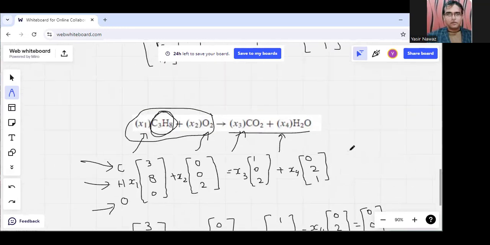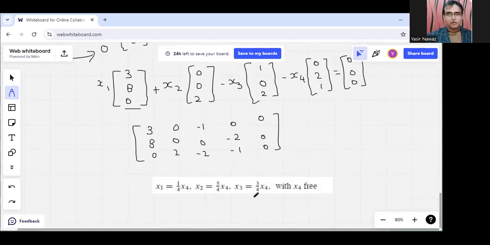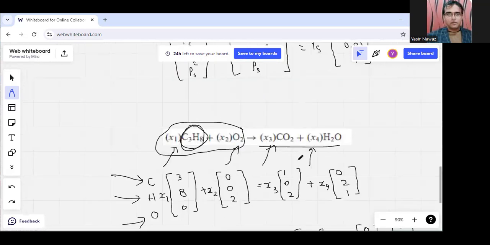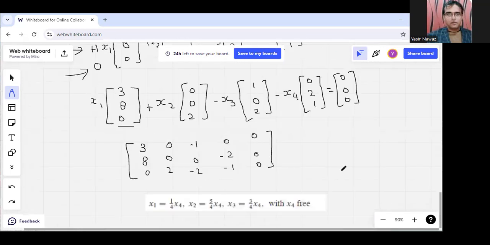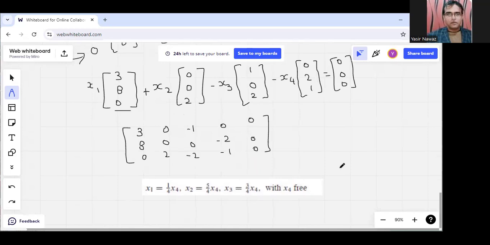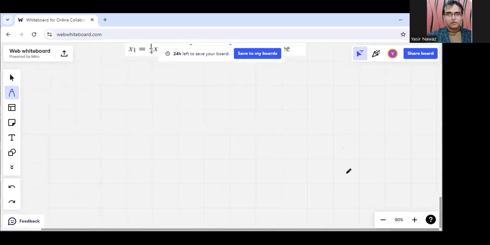Because this solution says that there can be an infinite number of solutions, you choose those numbers, and then the chemical equation can be balanced. So the chemical equation can be balanced by choosing from infinite possibilities. One of the possibilities is that you choose x4 to be 4, and then you can find the values of x1, x2, x3. So that was the example in balancing chemical equations, an application of linear equations.